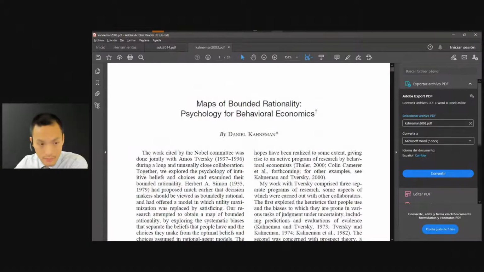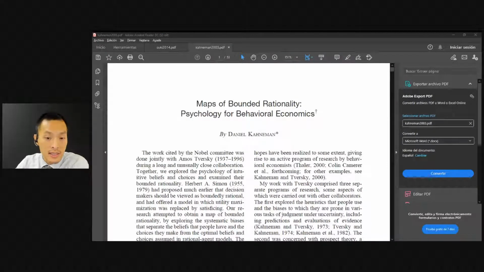So again, we start with the title: Maps of Bounded Rationality, Psychology for Behavioral Economics, right? Just from the title, you see many interesting things. So first of all, you see the word maps, right? Maps obviously usually give you an overview of a landscape. A map of Thailand will tell you where things are, but you don't get to see the details. So right off the bat, you know that this paper is not going to go into much detail about many things. It will tell you the general overview of the subject, okay?